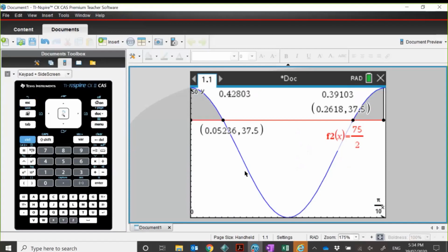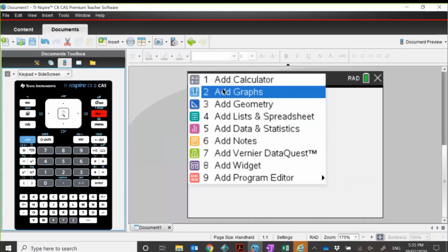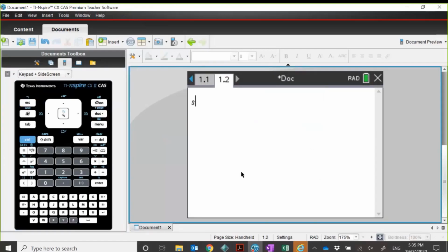That shaded region that you can see is where the height of the bicycle tyre is bigger than 75/2. So we need to calculate what these times are. They're given in decimal form. It's going to be much nicer if we can solve an equation and figure that out in terms of pi. So on your calculator, add in a new page.